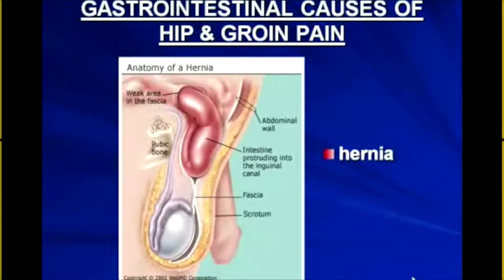So this can actually mimic chronic muscle and tendon injuries in this area. But the pain can be increased by rotation or hyperextension of the hip or spine, or often they describe it with quick changes in direction.